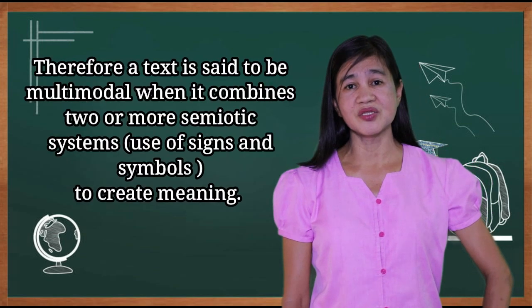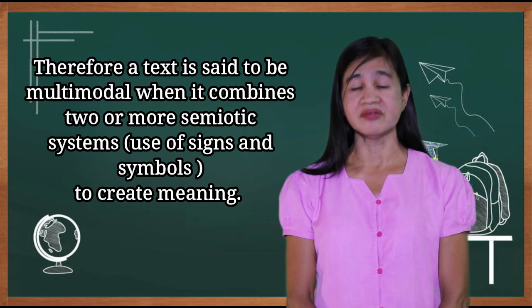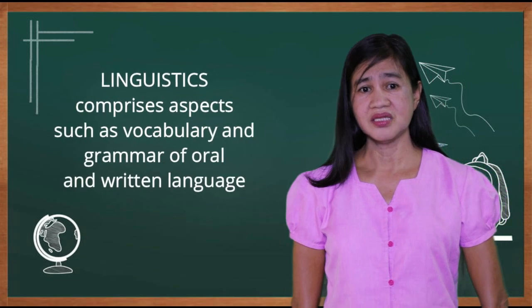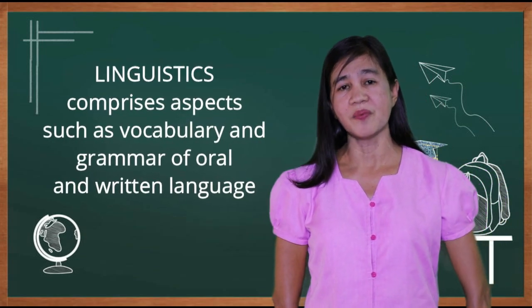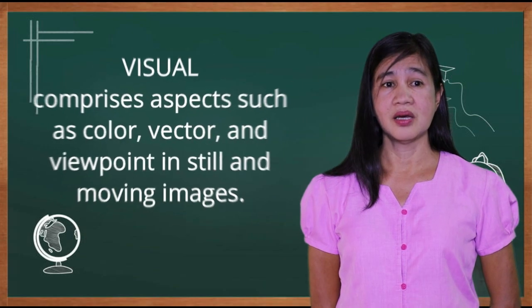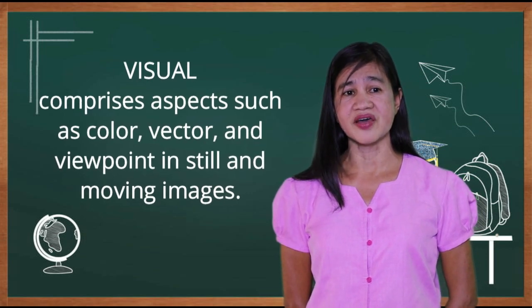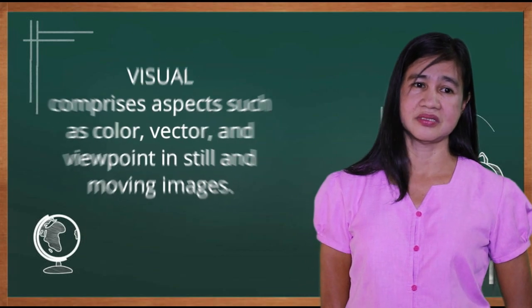Therefore, a text is said to be multimodal when it combines two or more methods, such as number 1, linguistics. It comprises aspects such as vocabulary and grammar of oral and written language. Number 2, visual. It comprises aspects such as color, vector, and viewpoint in still and moving images.